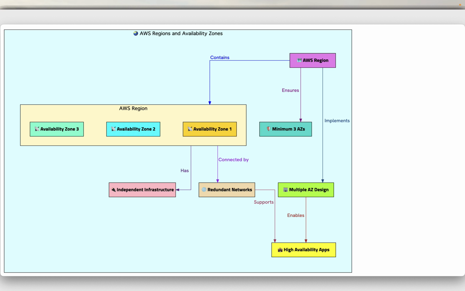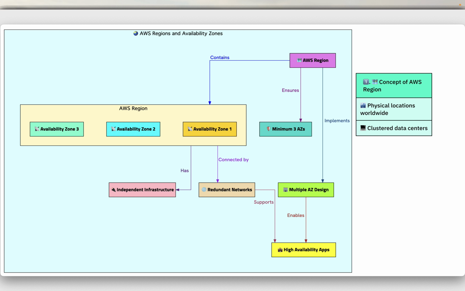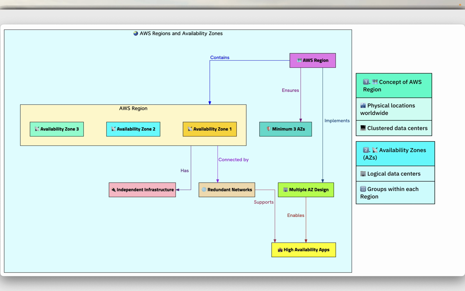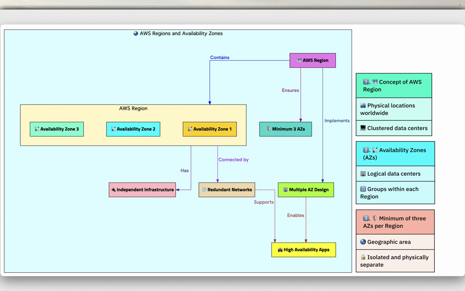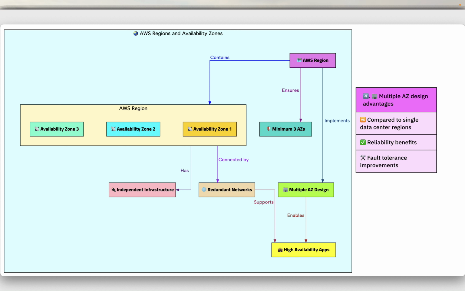So next is AWS regions and availability zones. Regions are physical locations around the world where data centers are clustered. Each region consists of groups of logical data centers known as availability zones. Every region contains at least 3 isolated and physically separate AZs within a geographic area. Unlike other providers with single data center regions, AWS's multiple AZ design offers significant benefits for reliability and fault tolerance.